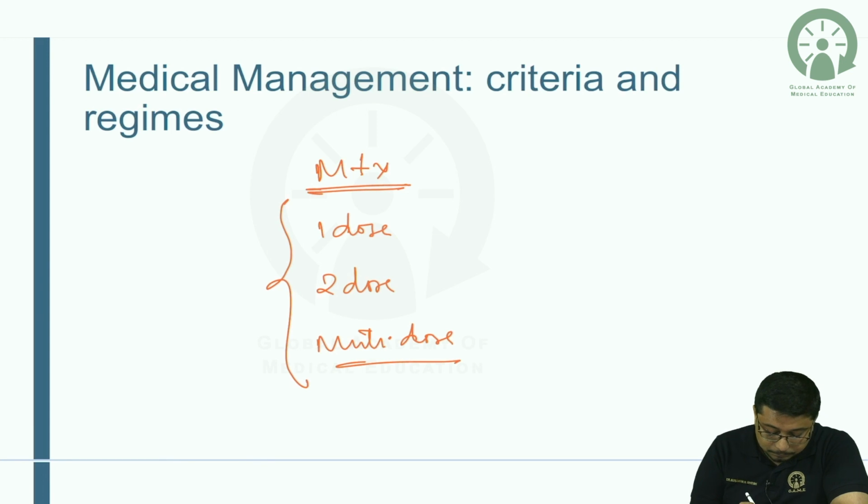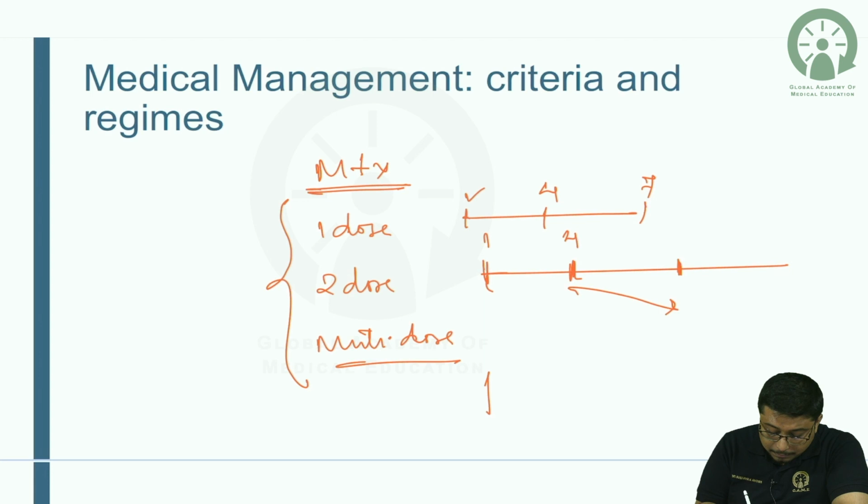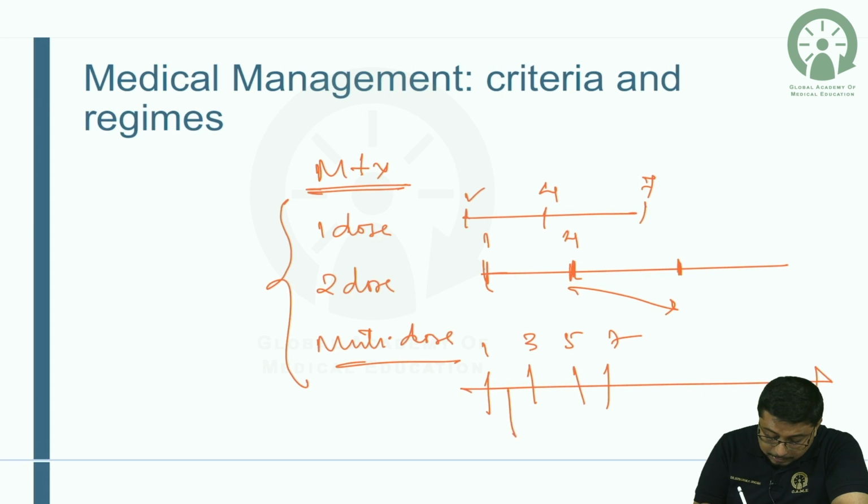The 1 dose regime is where we give the drug and measure the fall on day 4 and 7. The 2 dose regime is where we give the drug on day 1 and day 4 and measure the fall between 4 and 7 days. Multi-dose is when we give the drug on 1, 3, 5 and 7. And here in this one we give folinic acid rescue, leucovorin rescue, on 2, 4 and 6.